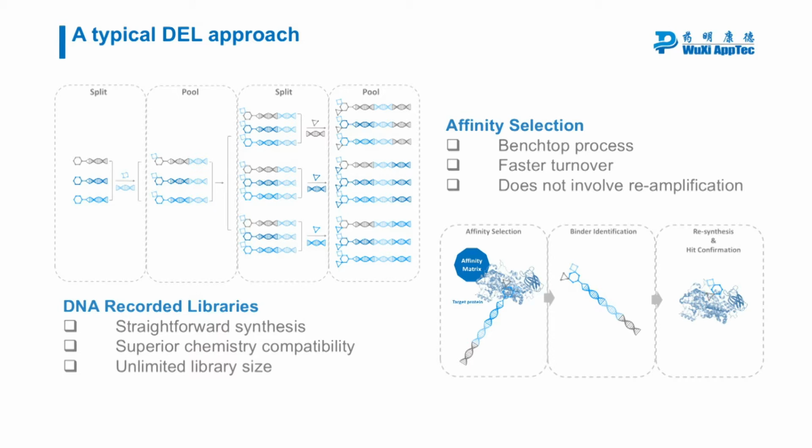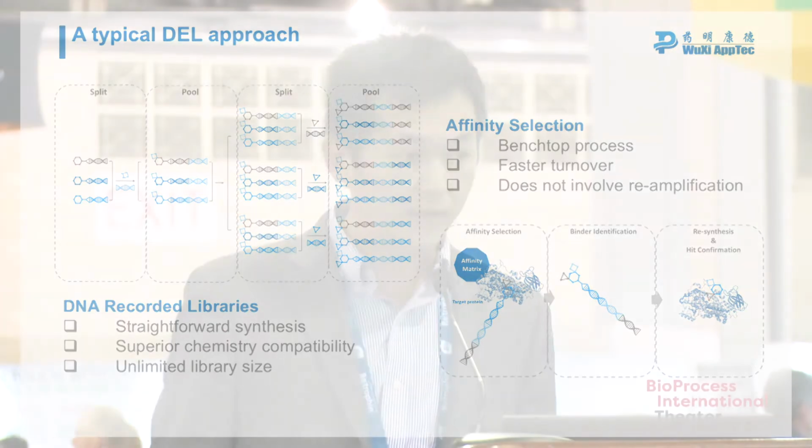Different from traditional combinatorial chemistry, in this technology, at each synthesis step you also include the DNA encoding, so that every DNA tag encodes a specific small molecule. In terms of selecting hits, it's very straightforward. You take the soluble protein and immobilize it onto a solid surface, incubate with the library, wash away the non-binders and collect the binders. That process takes about a week to finish.